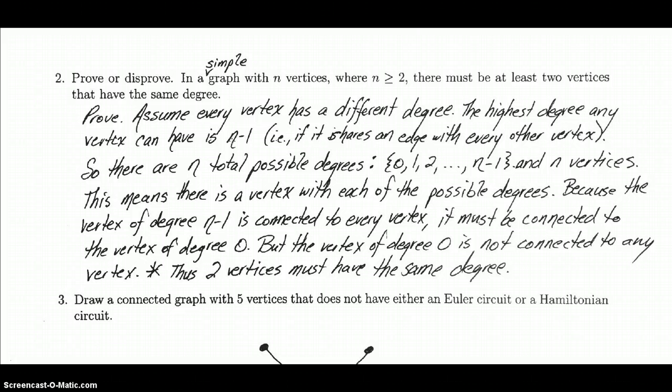So theoretically, we could have 0, 1, and 2 for a graph with 3 vertices. However, if one of the vertices had degree of 2, it connects with everything else. If one of the vertices has a degree of 0, it doesn't connect with anything. So those two are going to create a contradiction, which is what I explain here. I explained it in the general sense, but again, I would highly recommend choosing a few small, concrete examples to start off with, to convince yourself or come up with a pattern.